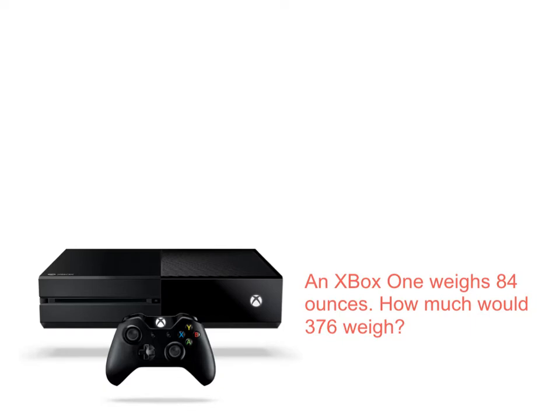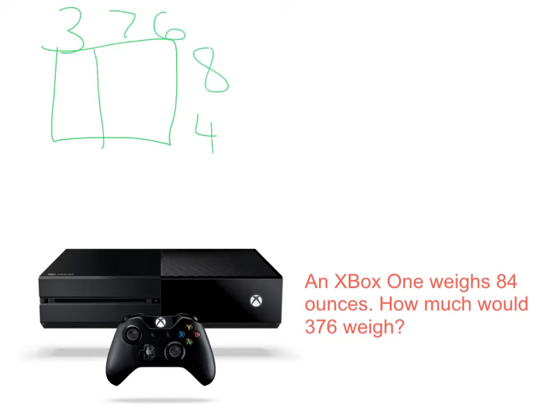Alright, hopefully at this point you've solved your problem. I'm going to start with lattice box this time. So I've got my box. I've got 376 on the top. I've got 84 on the side. Dividing it up. Diagonals. I'm going to go across the top this time.